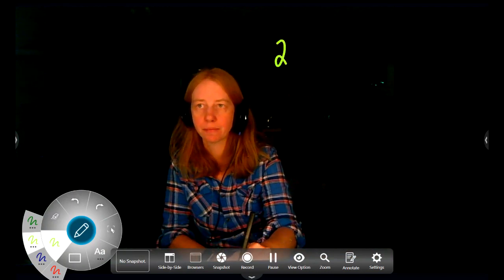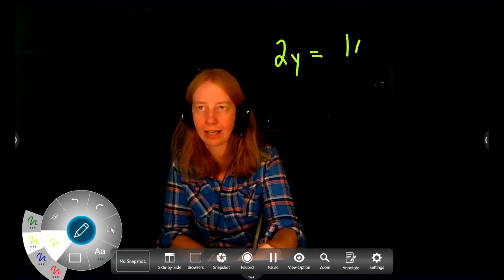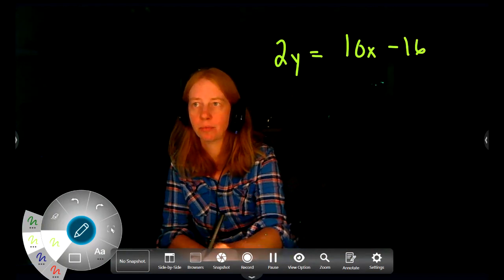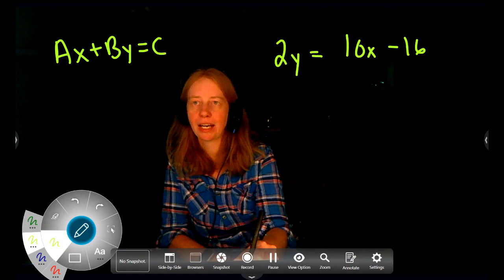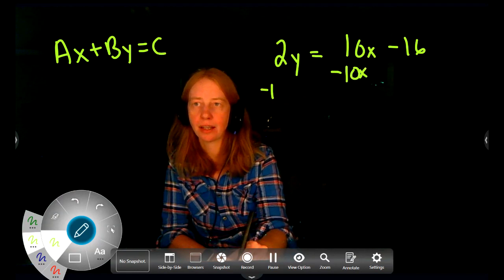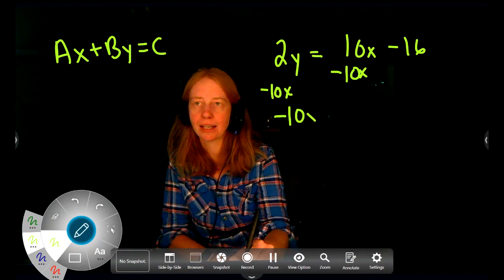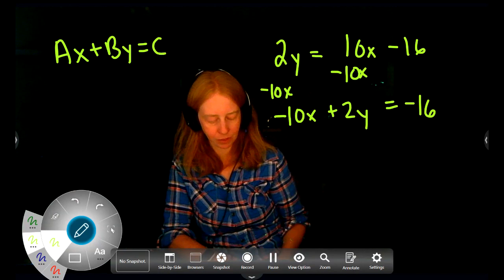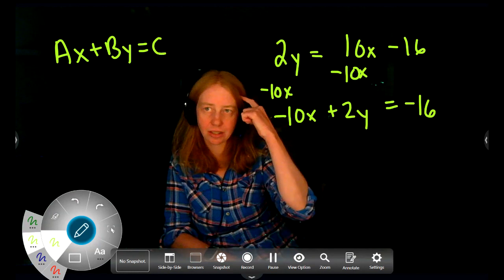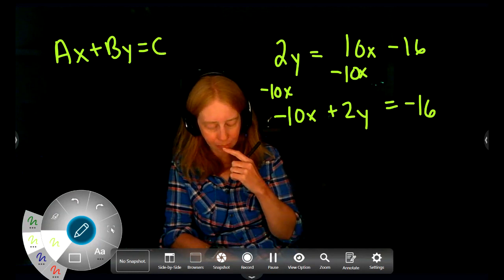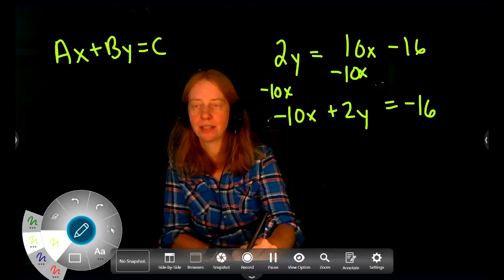Okay, so this time our question is going to be 2y equals 10x minus 16. And remember, what we're going for is ax plus by equals c. So again, I want to move my x over to the other side. So I have -10x plus 2y equals -16. All right. And then what I still need to do is change this so that it is a positive number. I definitely don't want this as a negative.